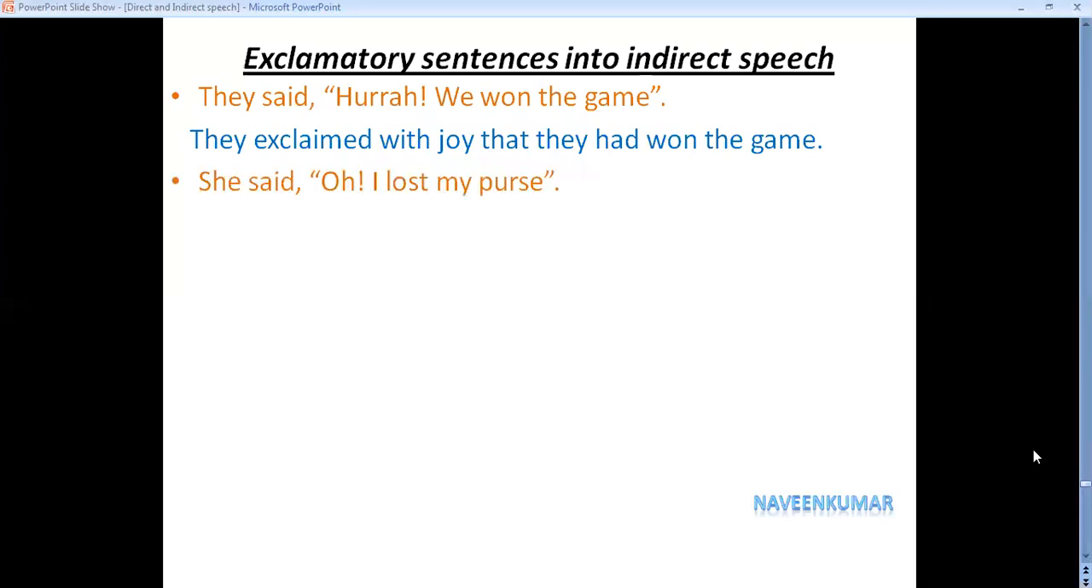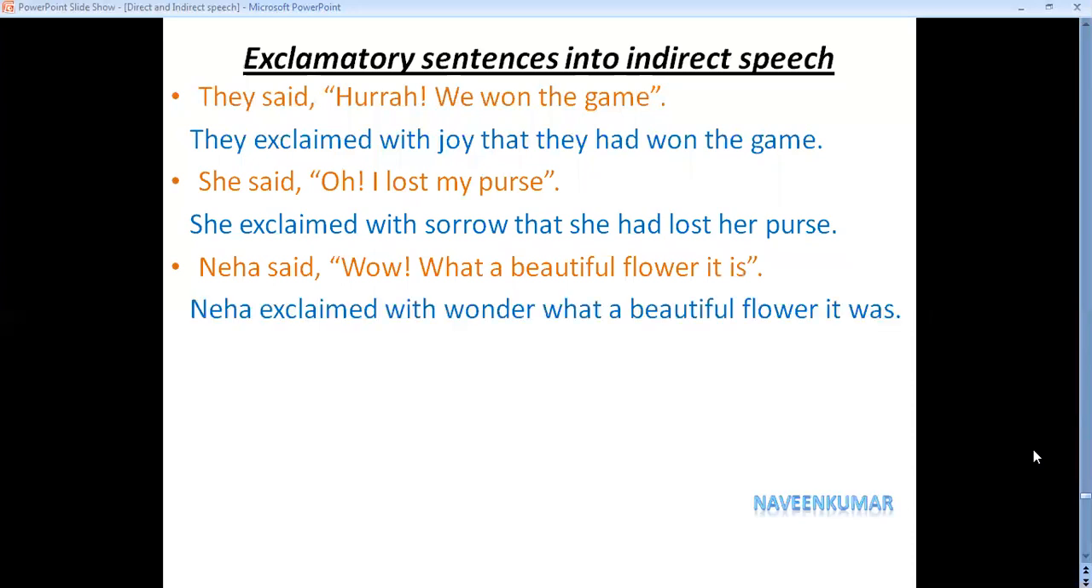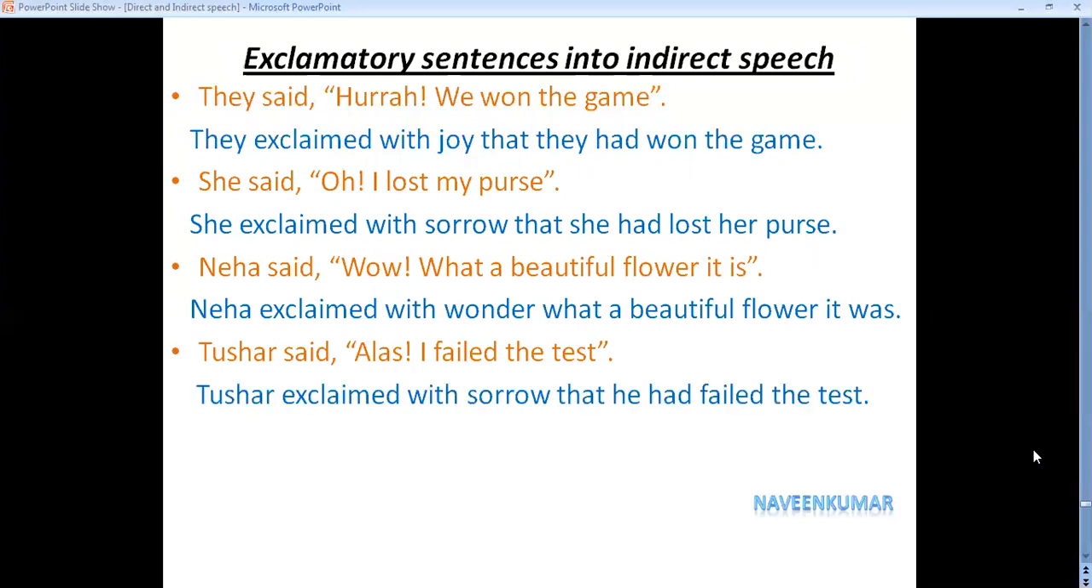She said, oh, I lost my purse. She exclaimed with sorrow that she had lost her purse. I lost my purse, that is simple past. So simple past becomes past perfect. Neha said, wow, what a beautiful flower it is. Neha exclaimed with wonder, what a beautiful flower it was. Tushar said, alas, I failed the test. Tushar exclaimed with sorrow that he had failed the test.